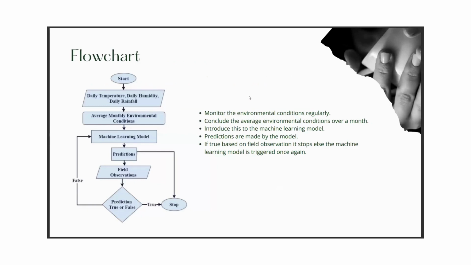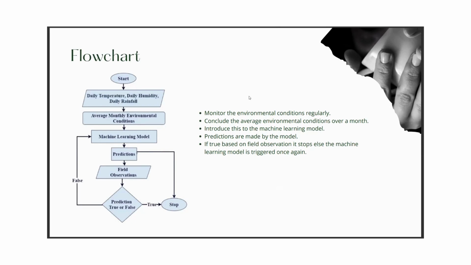Coming to the flow chart, we have several steps. The first step is monitoring the environmental conditions. Regular monitoring of the environmental conditions, such as temperature, humidity, and rainfall, is important to get accurate and up-to-date information about the crop field. This is done using sensors such as the DHT22 sensor and a rain sensor, which can provide us the real-time data on the field conditions.